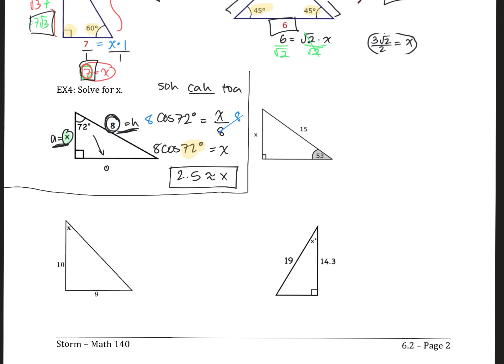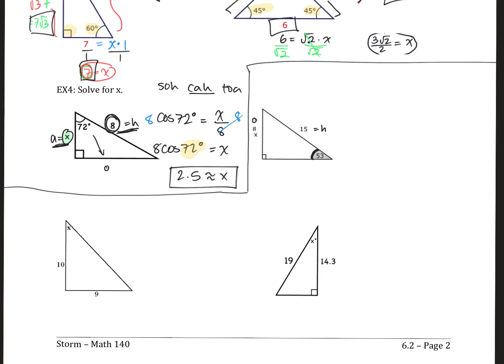Now let's take a look at the next triangle. As usual, always write down what you're given and then see what you can use from your toolbox, I like to call it, on solving. So what are we given here? Well, we're given this angle, we're given the hypotenuse, and across from this angle, the one opposite from it, is the one we're trying to find. So we're looking for opposite and hypotenuse.